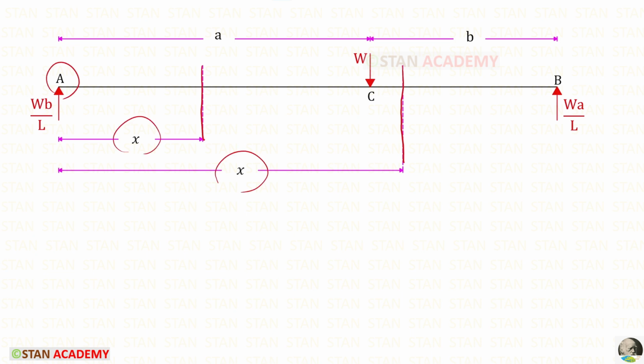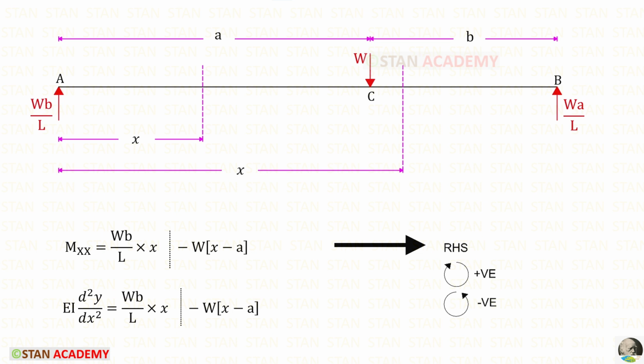From the point A, I am going to find the moment about the sections. In this case, we have to follow right hand side rule. RA is acting in the clockwise direction, so it will be positive and the distance is x. So RA into x. The point load is acting in the anti-clockwise direction, so it will be negative. For this load, we have to take this distance. This distance will be x minus a. We can equate the moment to EI d square y upon dx square.